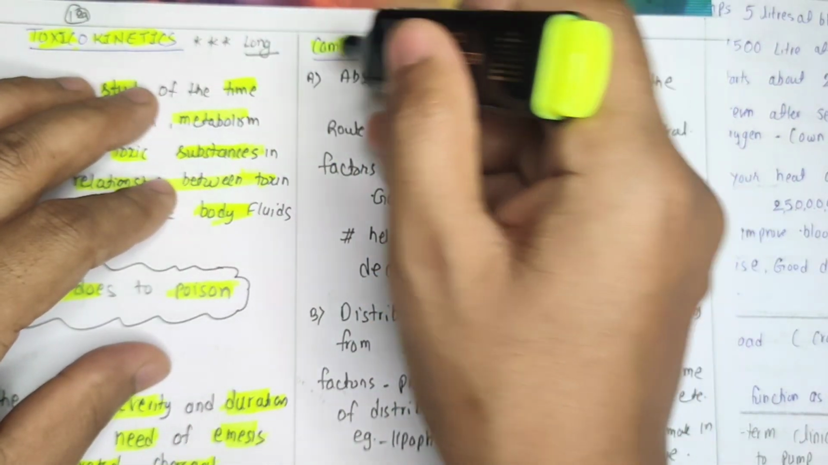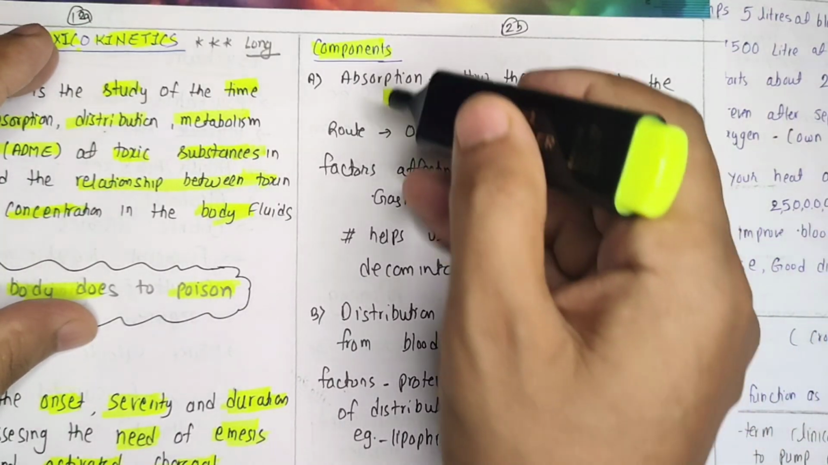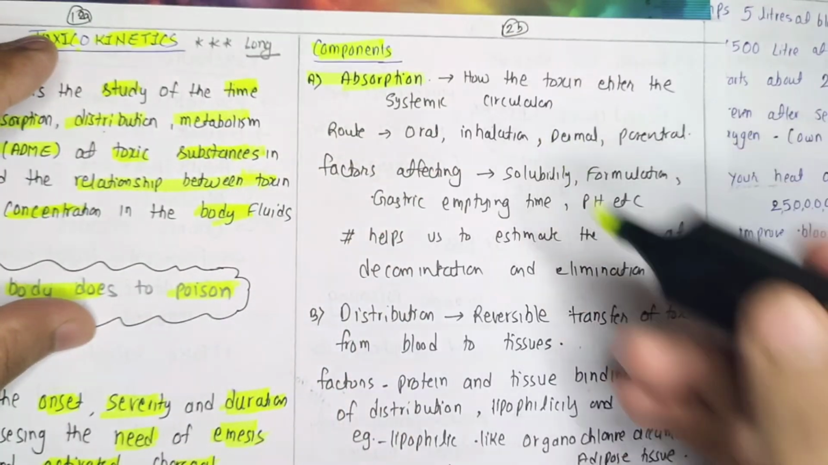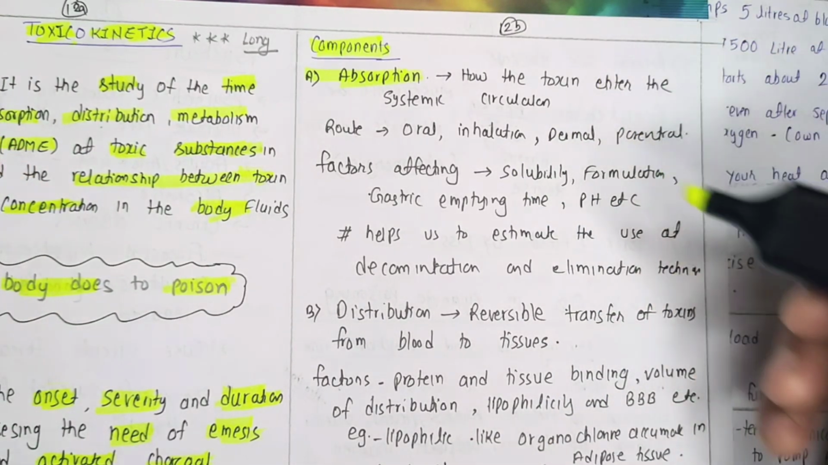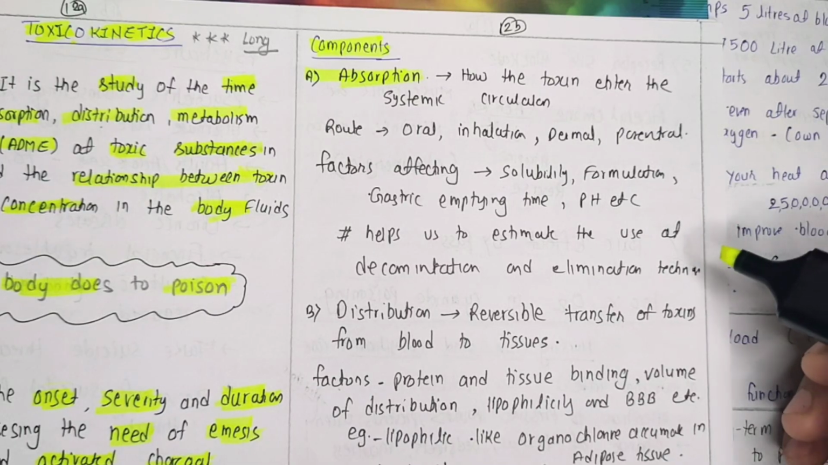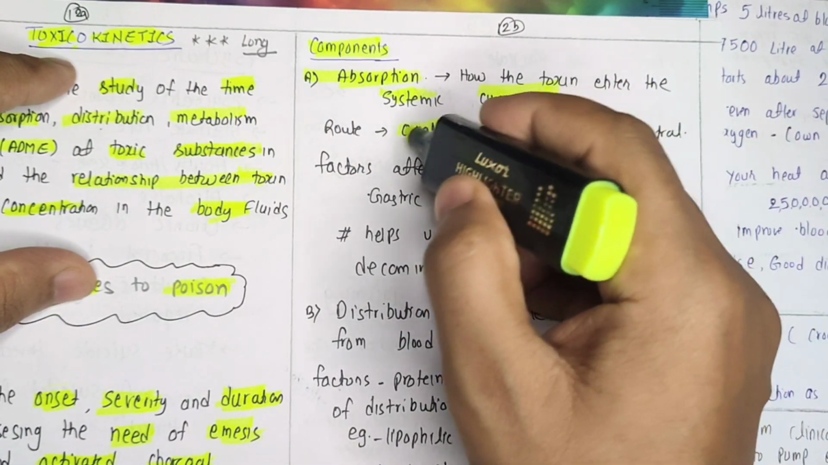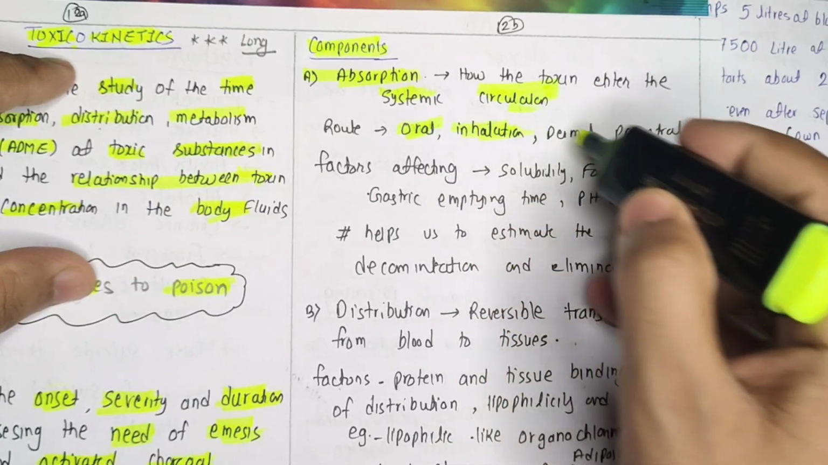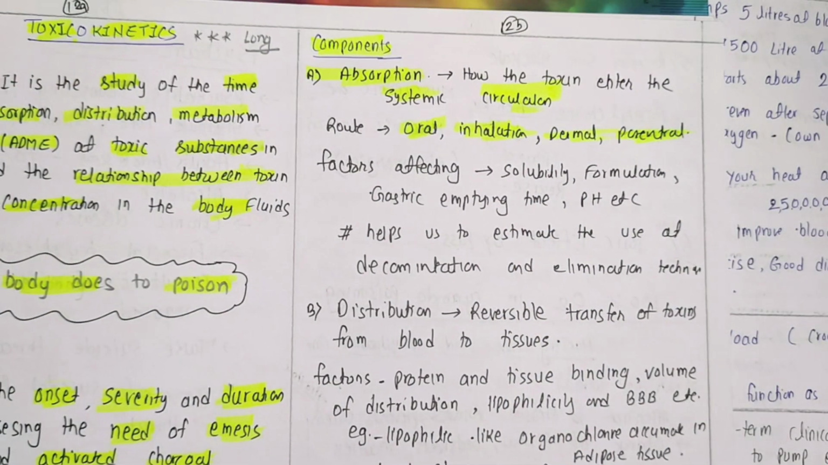As we have discussed, there are four basic parameters, four basic courses of toxicokinetics. First is absorption. How is absorption crucial for us? Absorption means how the toxins or poisonous substances get absorbed into our systemic circulation. What is the route of absorption, whether it is absorbed through the oral route, or exposure is through inhalation, dermal exposure, eye exposure, or sometimes parenteral exposure?